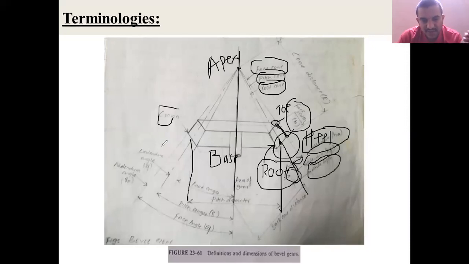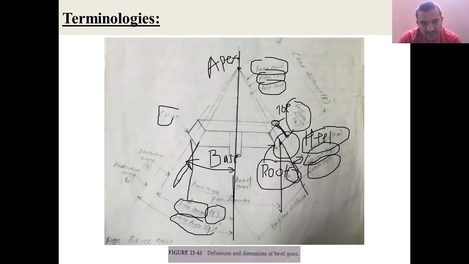Now when it comes to the left side here, this is the root. The angle formed from the axis of the gear to the root cone is called the root angle. Similarly for the pitch circle, we call it the pitch angle. This is very, very important: the pitch angle is called delta. This is also called the half pitch cone angle, delta. Similarly, for the face cone with respect to the axis of the gear, that angle is called the face angle.